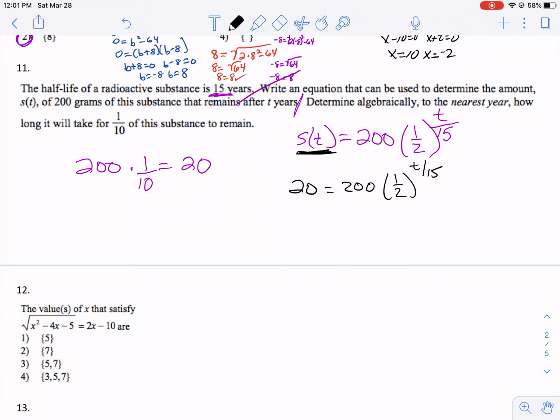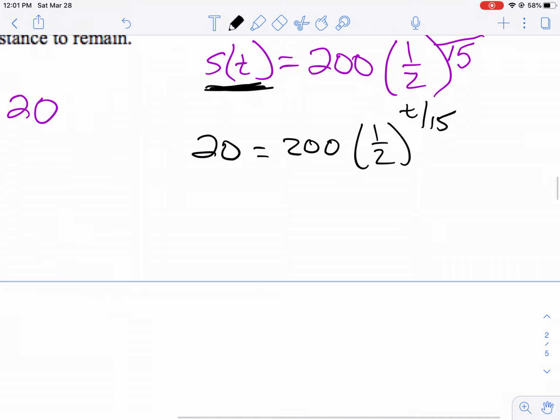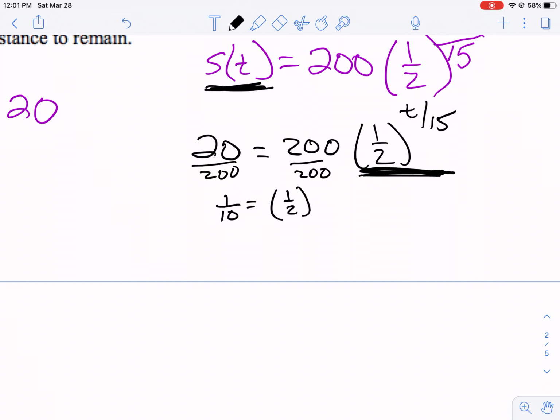And you have a variable in the air. We have not yet reviewed logs, but you have done them this year. So anytime you have a variable in the air, you need to use logs to get it out of the air to solve for it. In order to take logs, you have to isolate the term with the variable exponent. So we need this by itself. That suggests that I should divide by 200. When I divide by 200, I get 1/10. So I could have started right from there, but I wanted to show you where that number comes from.